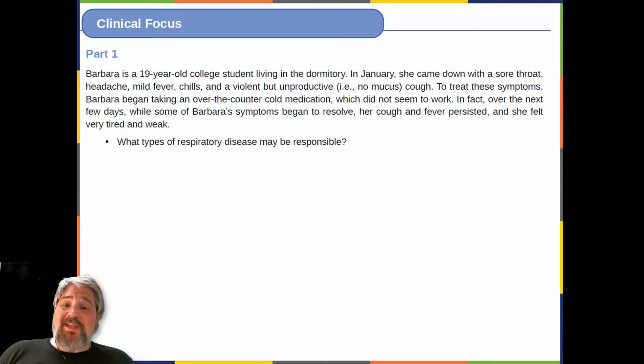In fact, over the next few days, while some of Barbara's symptoms began to resolve, her cough and fever persisted, and she felt very tired and weak. What types of respiratory diseases may be responsible?